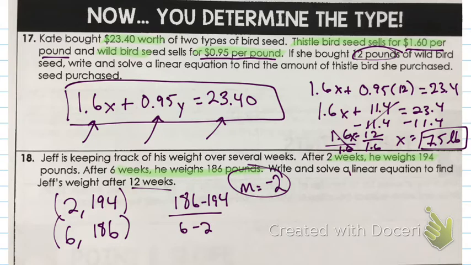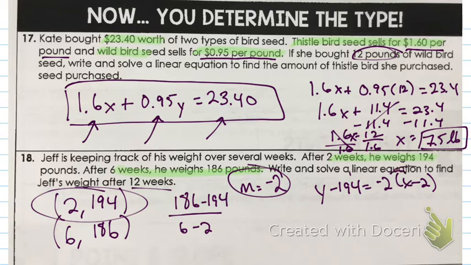Point slope. That's what I got. I got a slope and I got a point. Doesn't matter which point you use. I'm going to choose this one just because it has a 2 in it. So point slope form means I can do y minus y1 equals m times x minus x1. And I can get point slope then to look like slope intercept. I'm going to distribute and solve for my y value. And I have 2x plus 4. Add 194 to both sides.